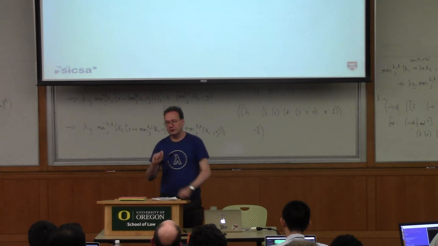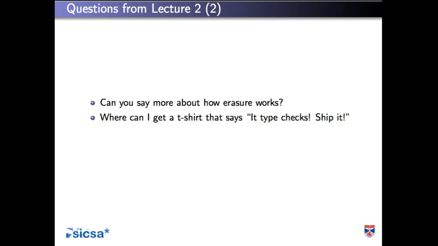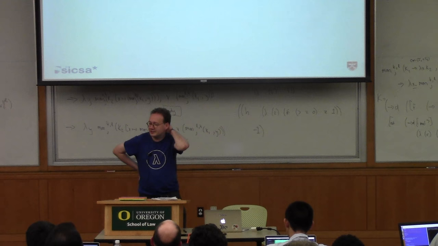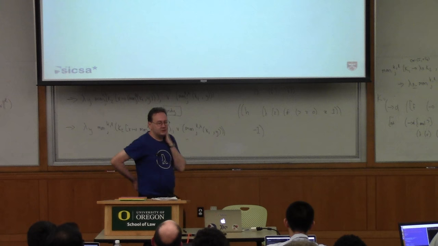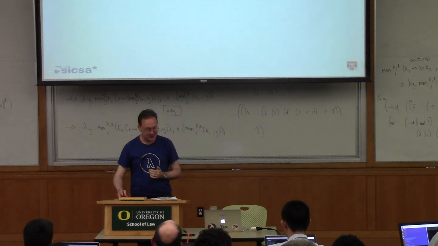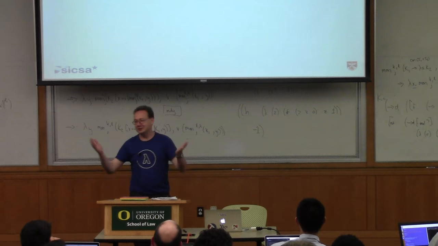Okay, one of the sillier questions now. Where can I get a t-shirt that says "it type checks, ship it"? Well, to my knowledge, there is only one such t-shirt. I got it off a place on the internet that does custom t-shirts. I didn't start selling the design anywhere because I don't really want people to wear that t-shirt without actually believing it. So the rule is you're not allowed to have such a T-shirt unless you can explain why it's not actually true. On the other hand, it's not a difficult piece of design. So if you want to make such a T-shirt, I'm not going to be offended.